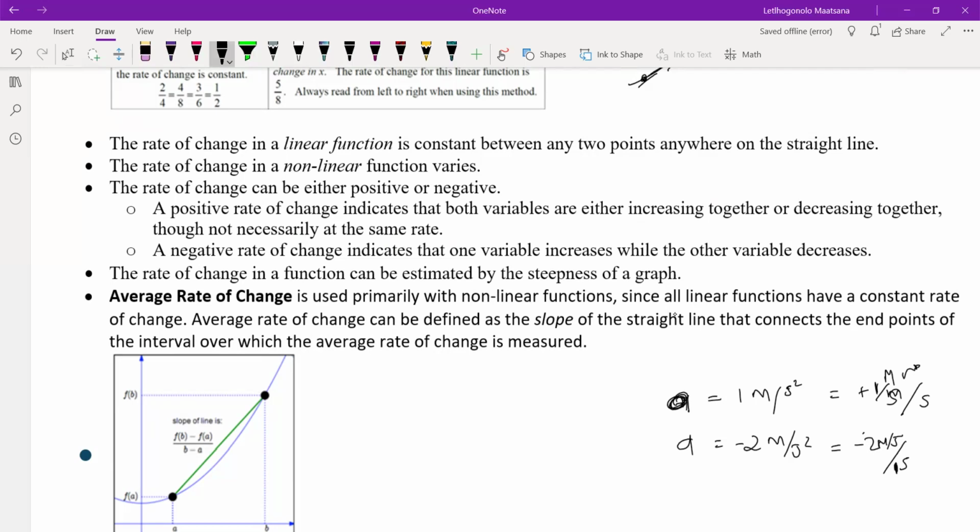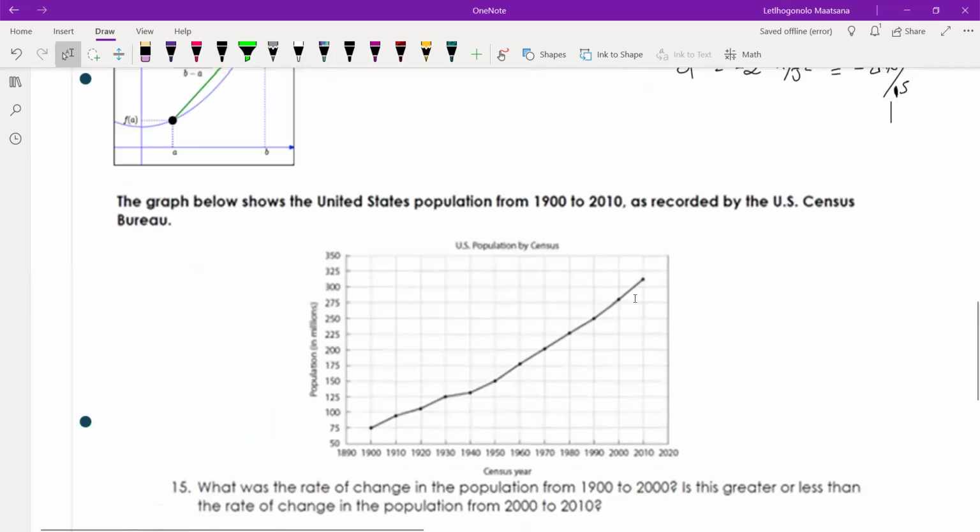The rate of change in a function can be estimated by looking at how steep a graph is. For this question, let's take a look at an example.